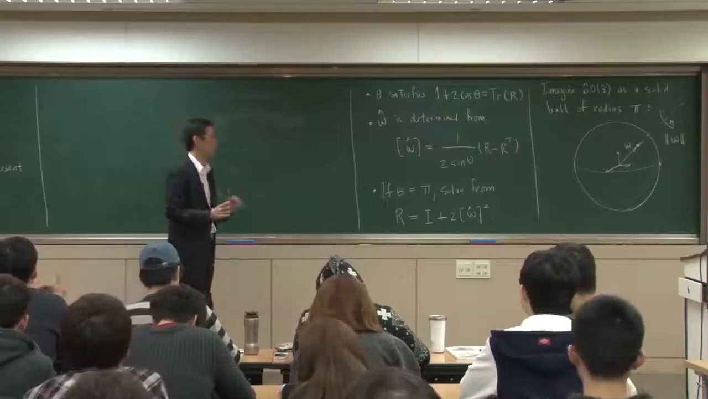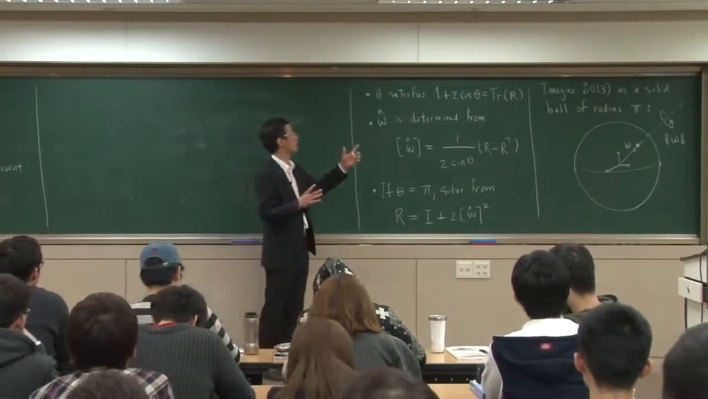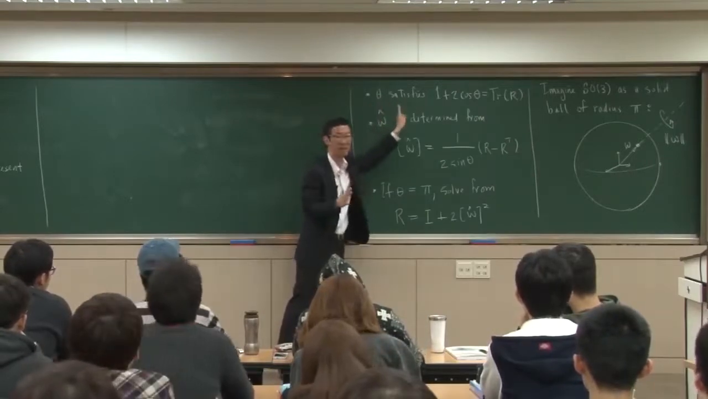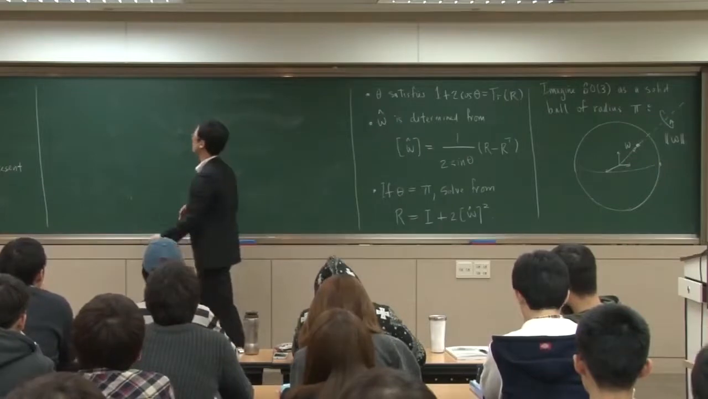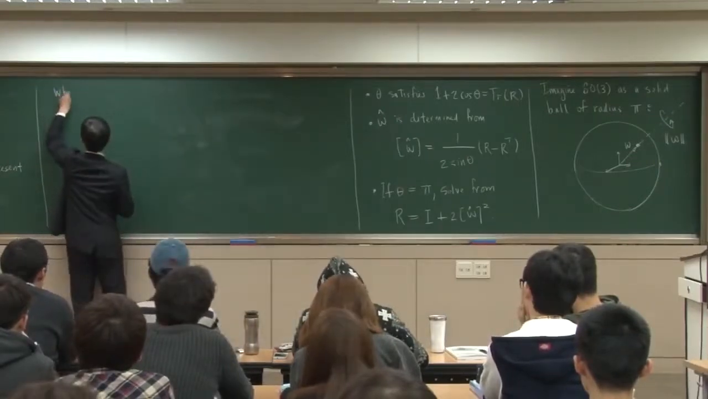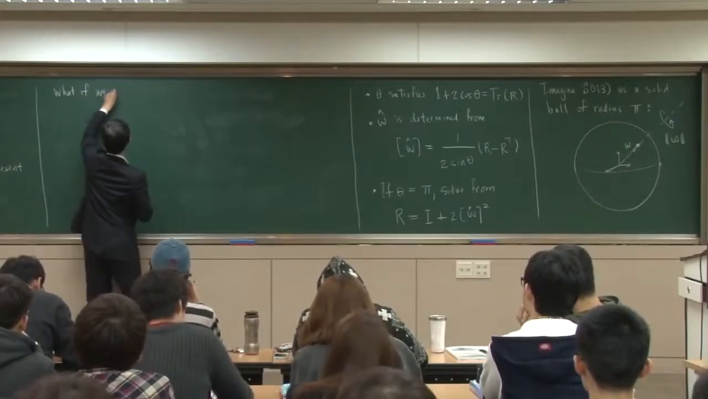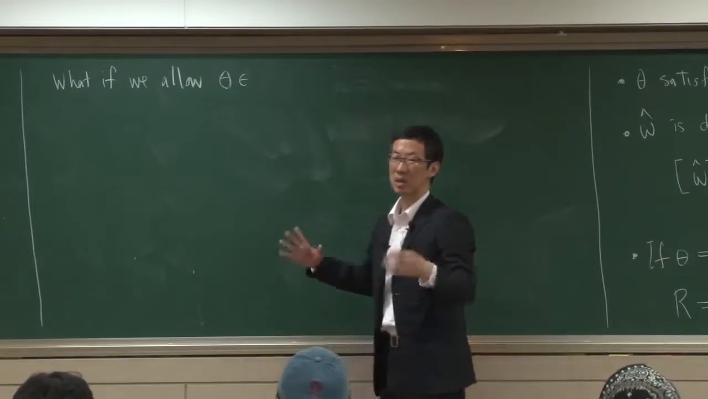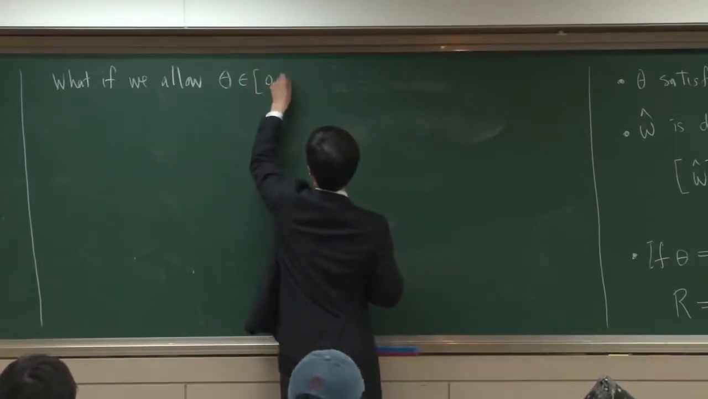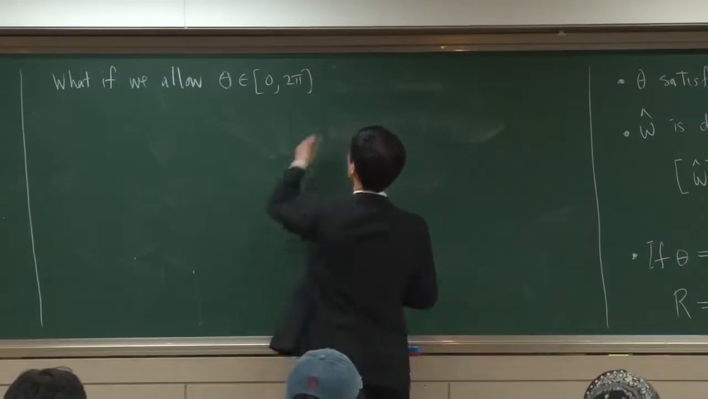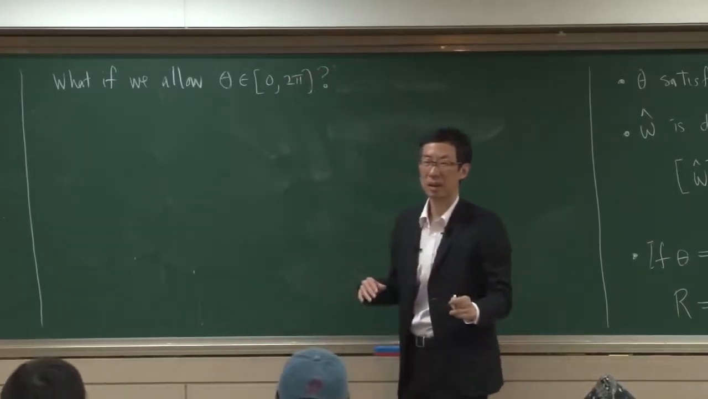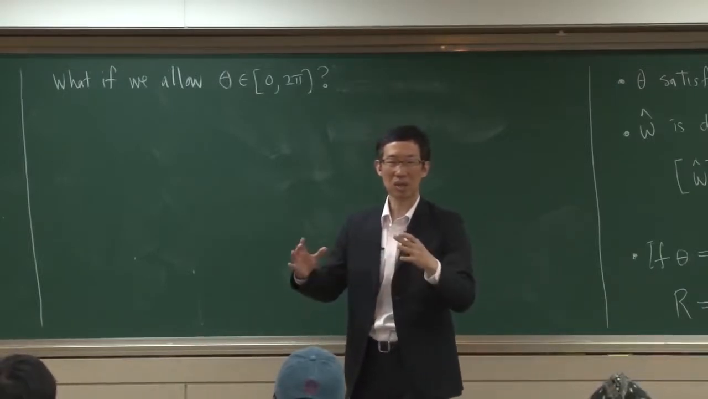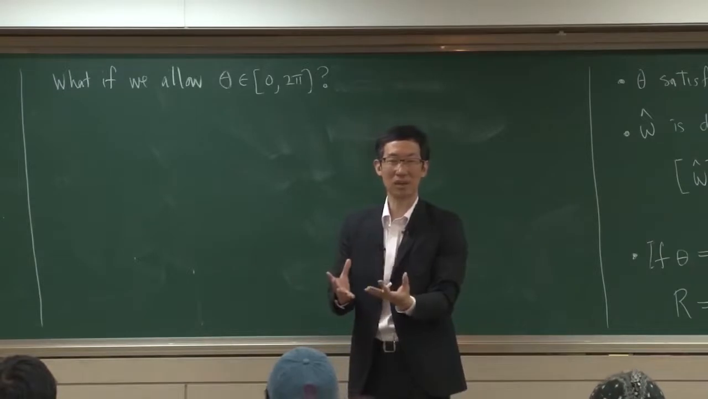So you can ask the question, what if we just ignore that restriction and just let theta be anything? What if we allow theta to be, say, 0 to 2 pi, rather than between 0 and pi? In that case, we have a solid ball representation, but the solid ball is of radius 2 pi.